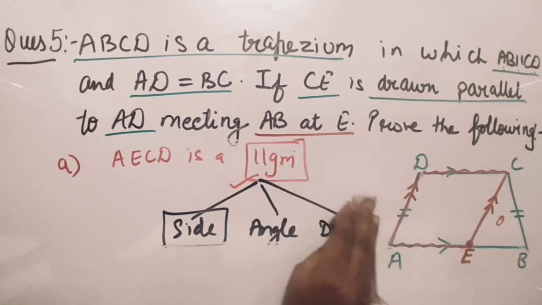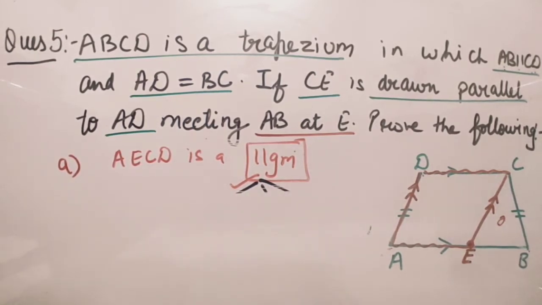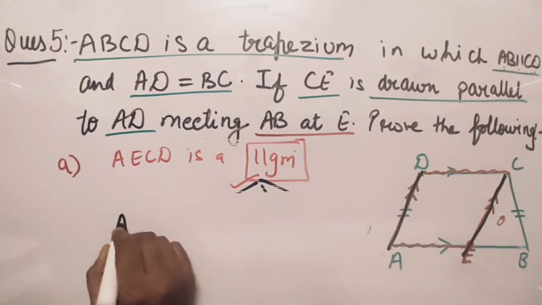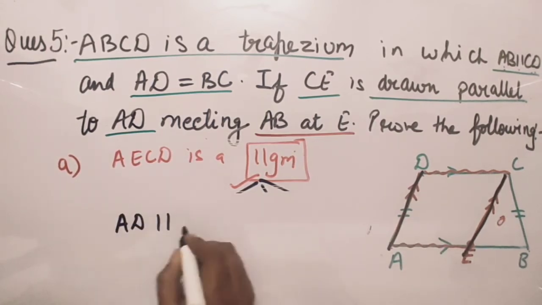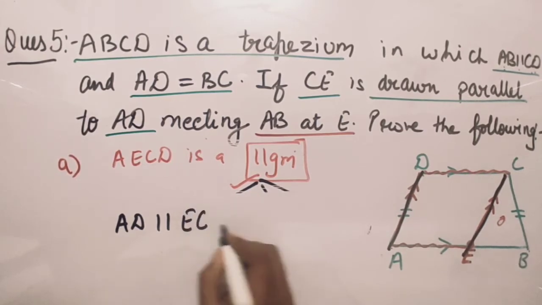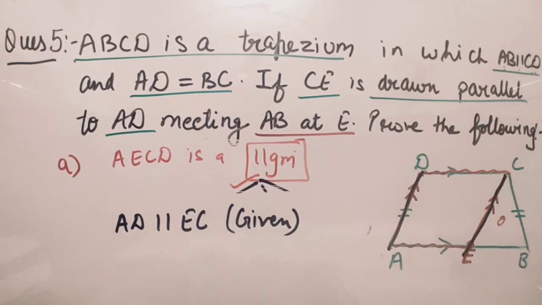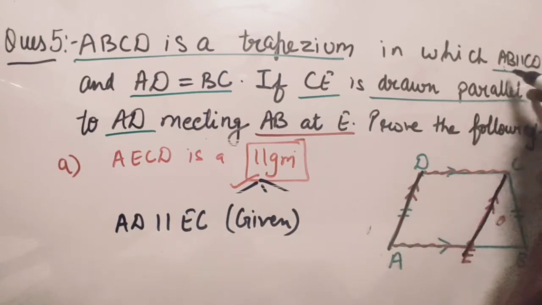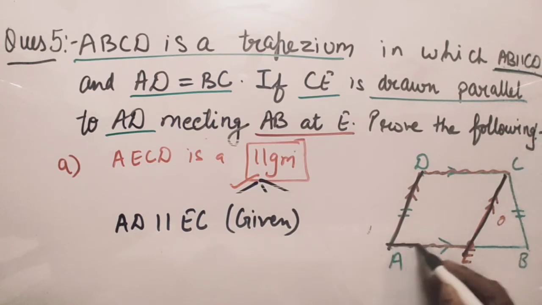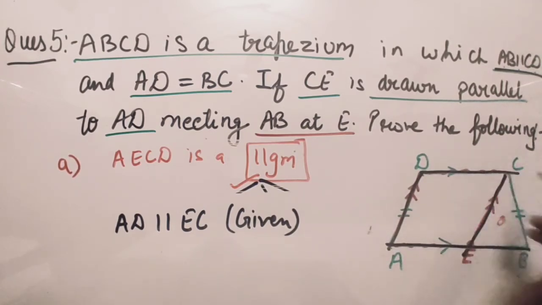Let me erase this. Now you can see here it is already given that this side is parallel to this side. So we know that AD is parallel to EC, which is given in the question, right? The second thing we know is that this whole figure is a trapezium, and it is given also that AB is parallel to CD.